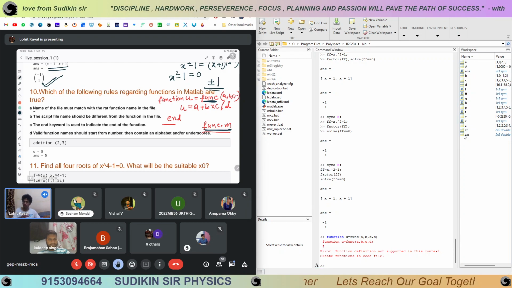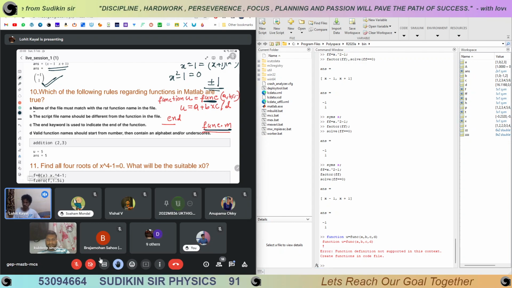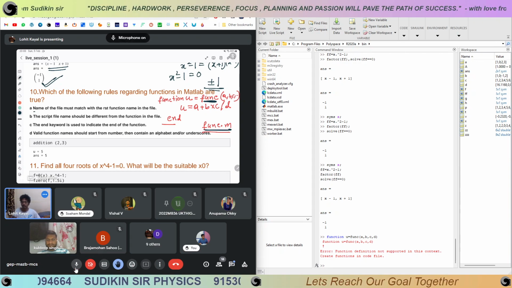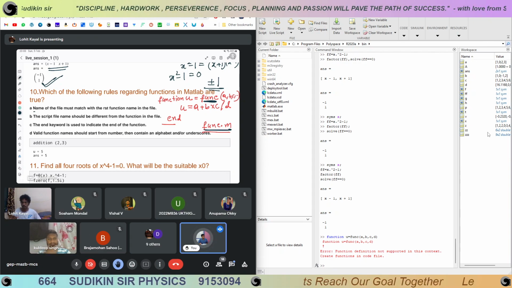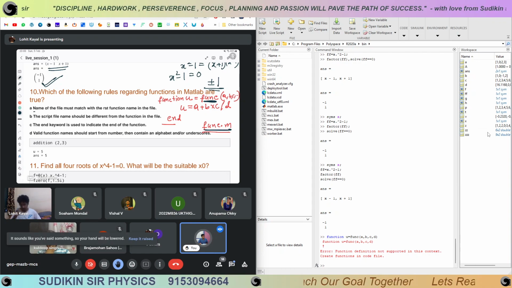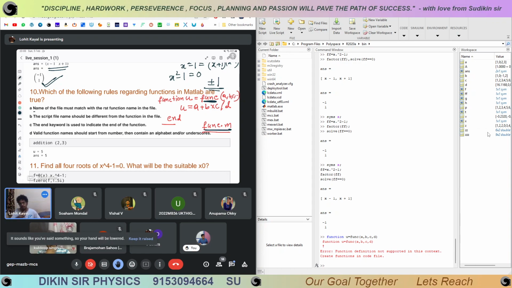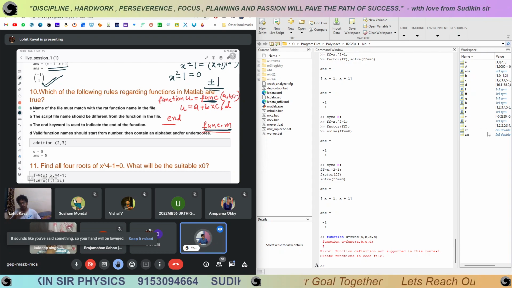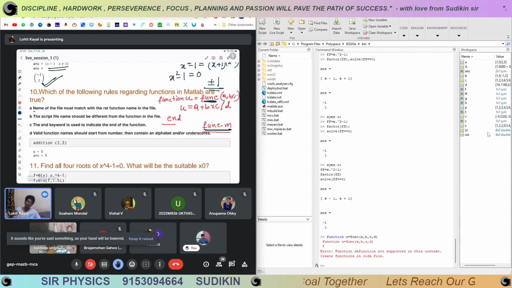Sir, I have written what you have written: function u equals func, a, b, c and d. But sir, it is showing the error, function definition not supported. Obviously it will show an error.